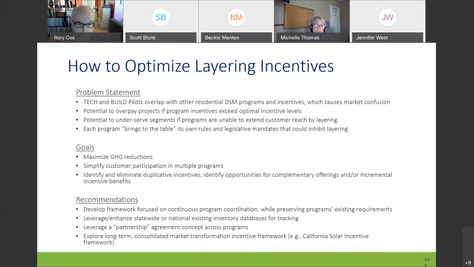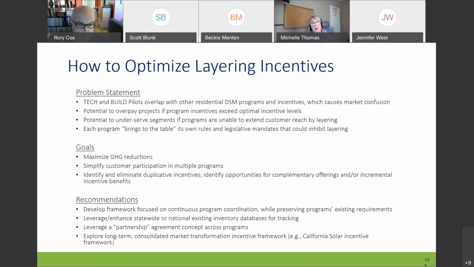So ultimately the goal is simplifying participation for customers, as I mentioned, and then eliminating duplicative incentives and identifying ongoing opportunities for complementary offerings. And then some of the recommendations: developing a framework focused on coordination, as I mentioned, that needs to be ongoing and not intermittent. Leverage and enhance the statewide programs and some of the existing inventory databases that are already in use. Leveraging a partnership agreement concept across programs.